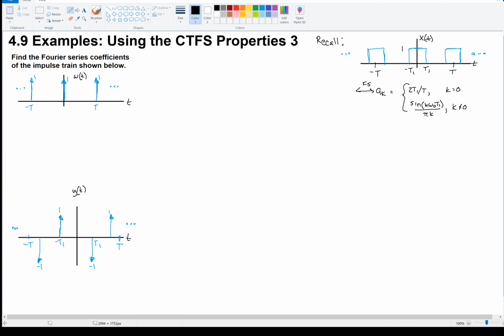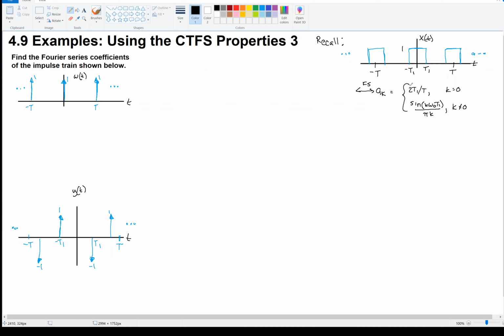All right, I have a couple more examples of how we can use the continuous time Fourier series properties to find the Fourier series coefficients of continuous time periodic signals. So let's recall first of all that we found the Fourier series coefficients of a square wave, an even square wave centered at the origin with pulse width 2t1 and period T. And those Fourier series coefficients were given by this thing here.